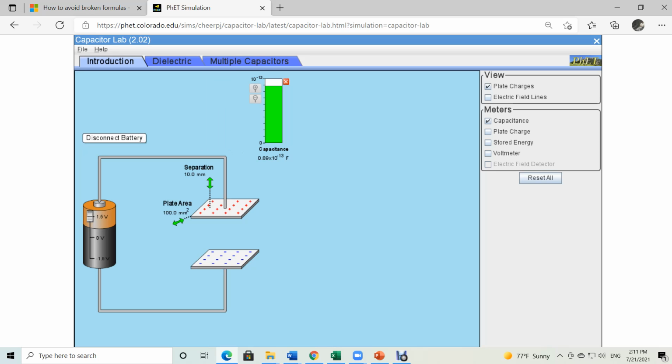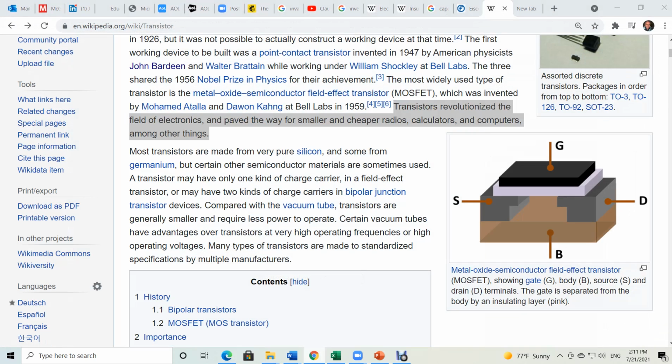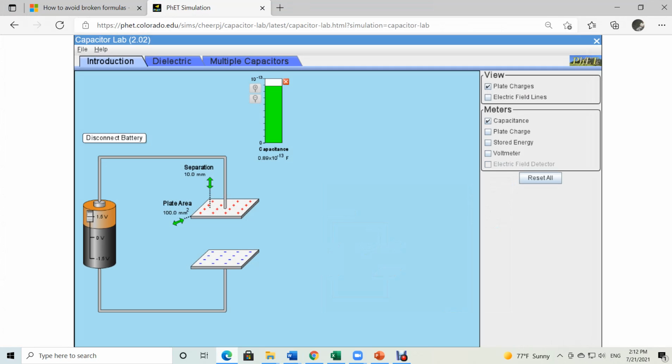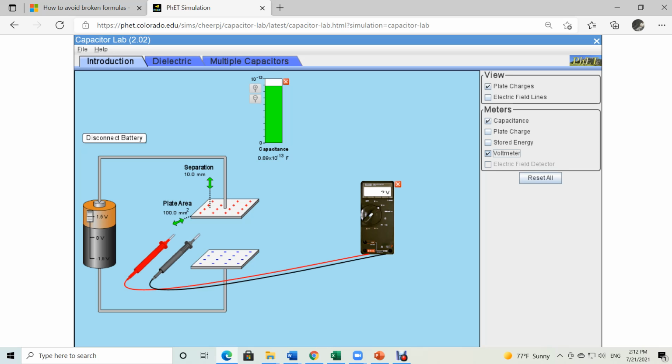Let's connect the battery again. Here you go. You don't have to hold it. You don't have to keep it connected all the time. What we want here, this one. Here you go. Slide the voltage, we did that. Connect the voltmeter to the capacitor. Okay, we do have a voltmeter. In order to use the voltmeter, you have to check the box here. See that? The voltmeter shows up.